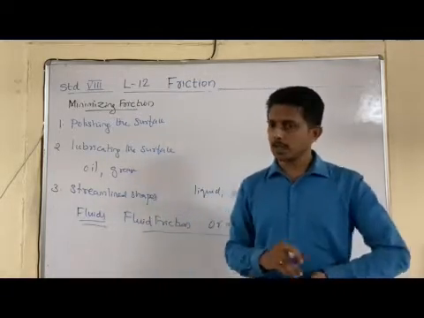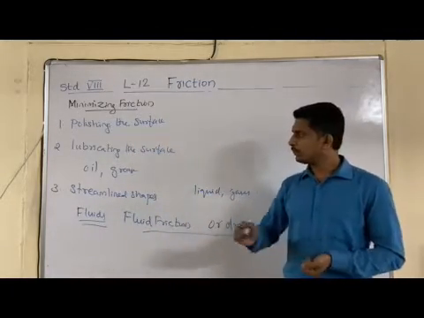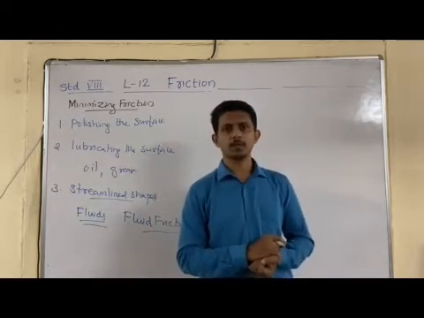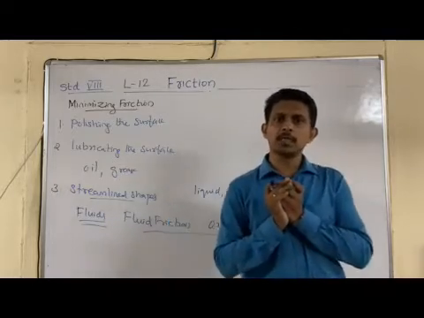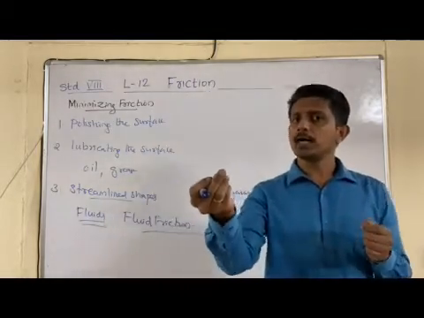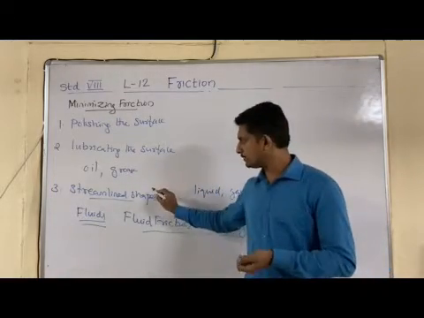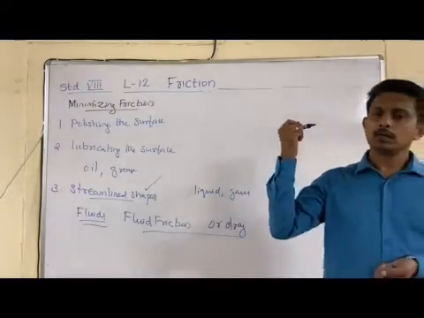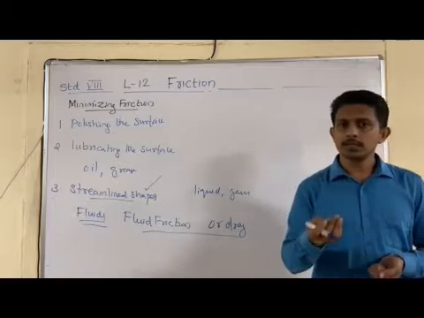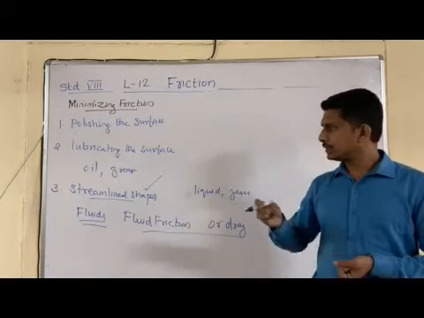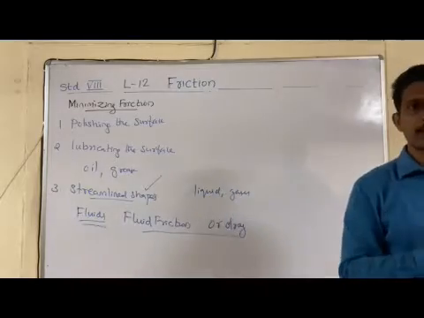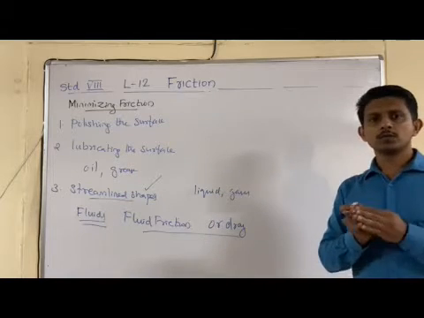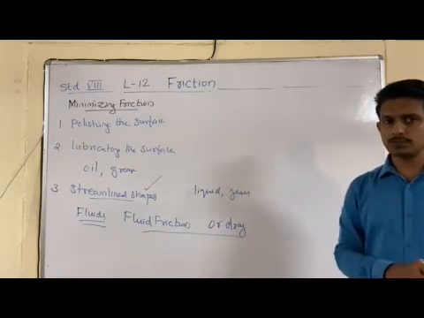In order to reduce this fluid friction or drag, we follow a special type of shape, known as a streamlined shape. Streamlined shapes are rounded in the front and narrow at the back. For example, in rockets, missiles, or aeroplanes, we can see that the front portion is round and the back side is narrow. Such shapes are known as streamlined shapes, and they are able to reduce the friction.